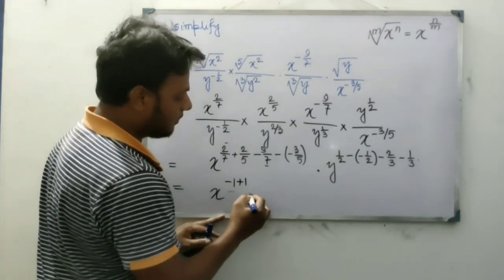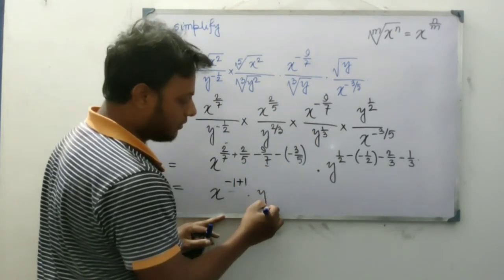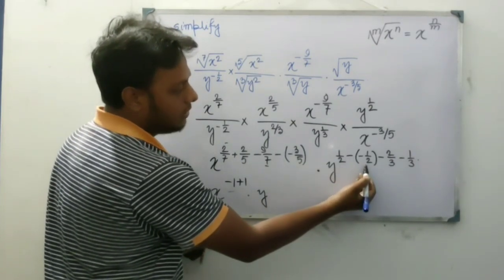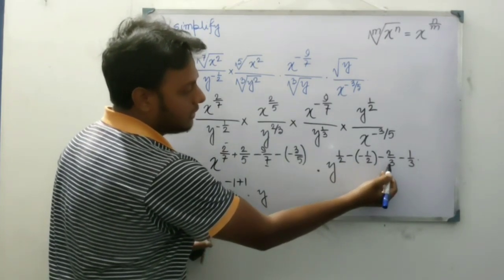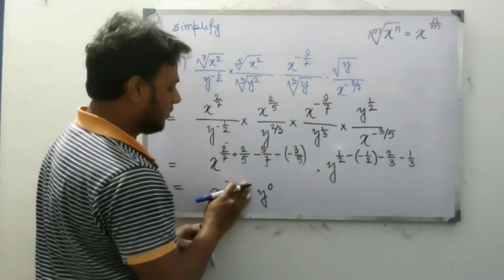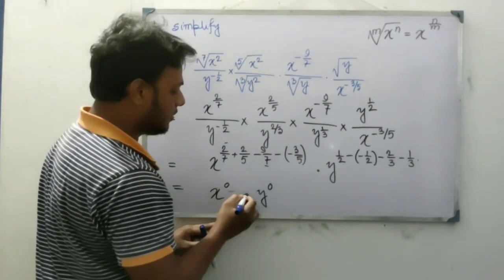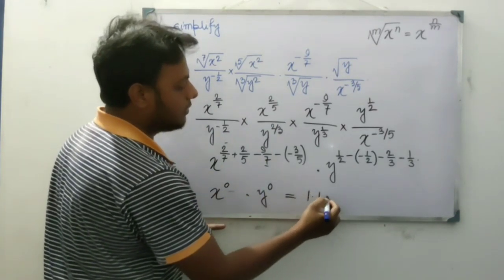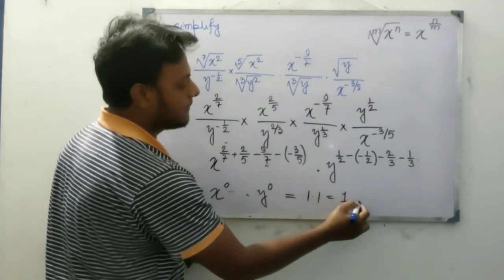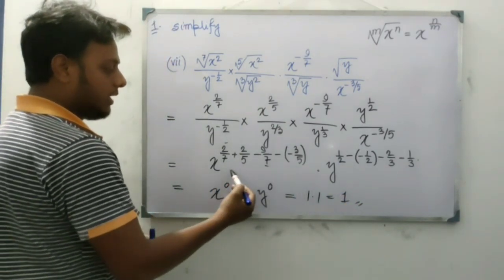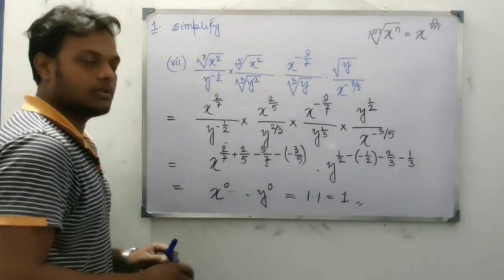Okay, you can solve according to your knowledge. Here half plus half is 1, and 2 by 3 minus 3 by 3 will come again 0. So x to the power 0 into y to the power 0, x to the power 0 means 1 and y to the power 0 means 1, 1 into 1 equals 1 is the answer. This completes the solution. You can solve it directly by taking the LCM in this way.